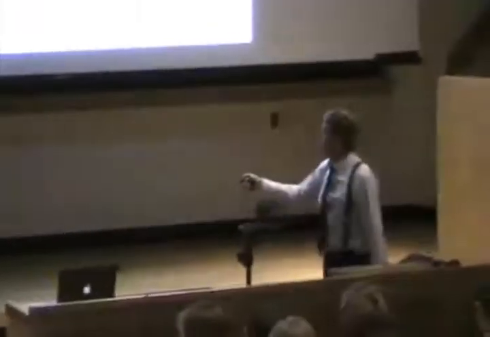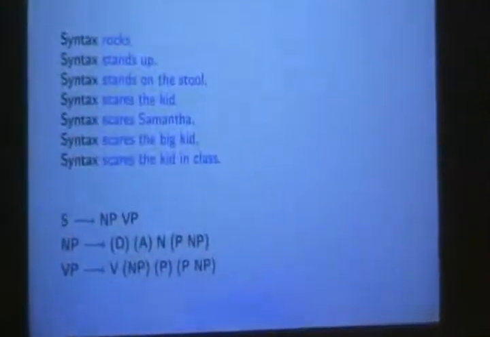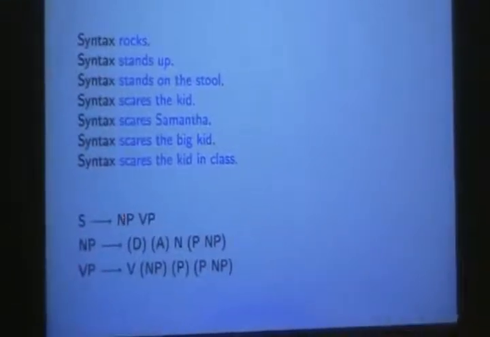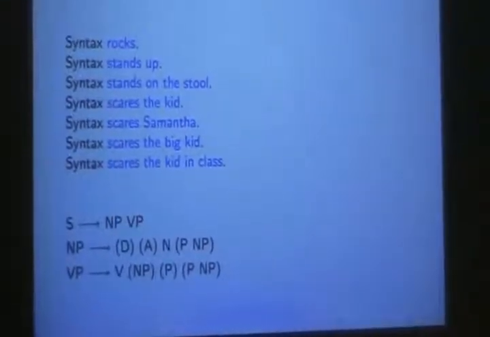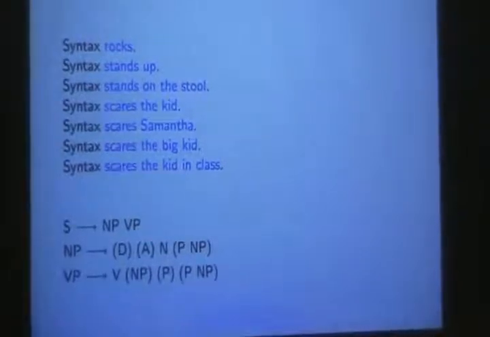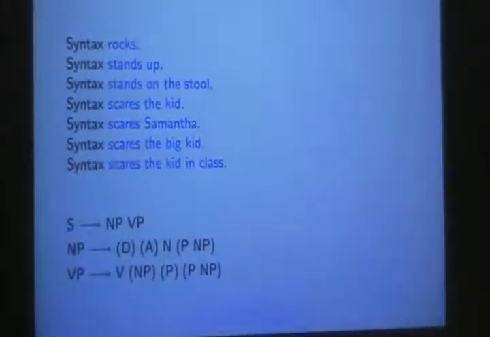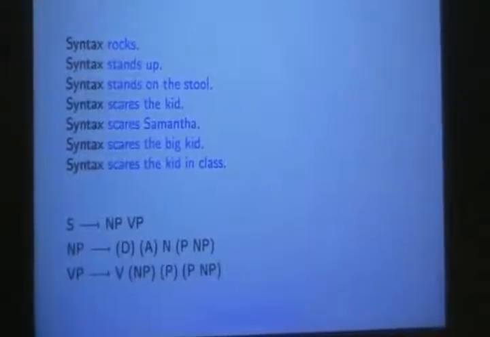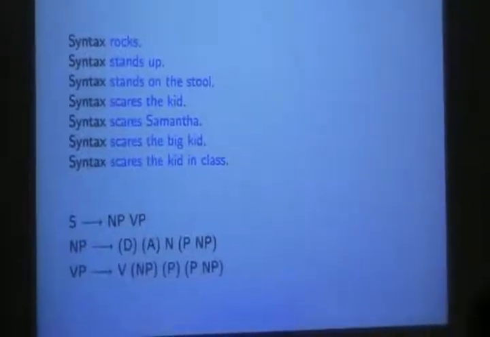We got so far last time as to characterize sentences as being made up of two groups, the first of which always has a noun in it, and the second of which always has a verb in it. And these two groups are called phrases, and these two particular ones are named after the one thing they must always have: noun phrase, verb phrase. We ended by looking at examples which show us something about what that second group looks like, the verb phrase. And that's what this slide was about.